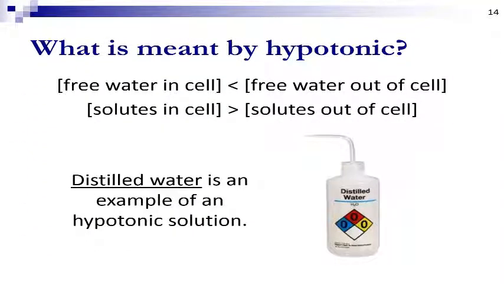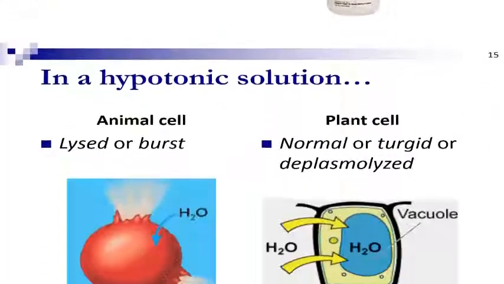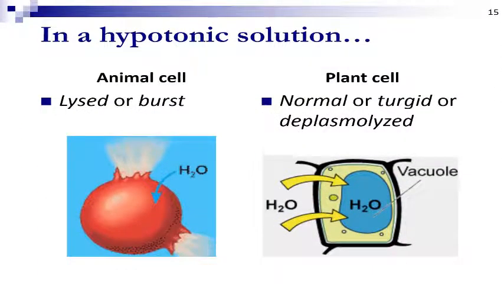If the solute concentration in solution 1 is lower than that in solution 2, this means that solution 1 is hypotonic. If an animal cell is submerged in a hypotonic solution, the water molecules will keep entering the cell, and the cell will be lysed or burst. But if that cell was a plant cell, it will be normal, turgid, or deplasmolysed.